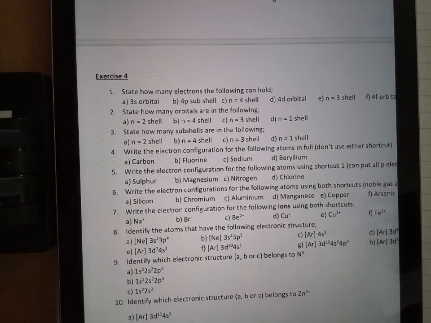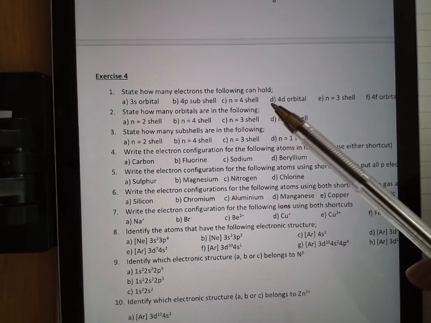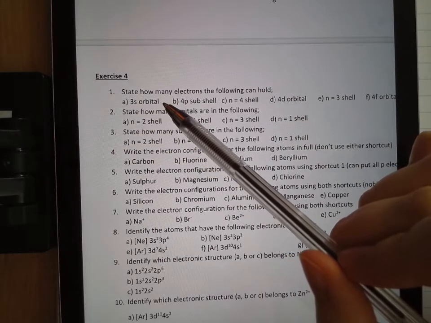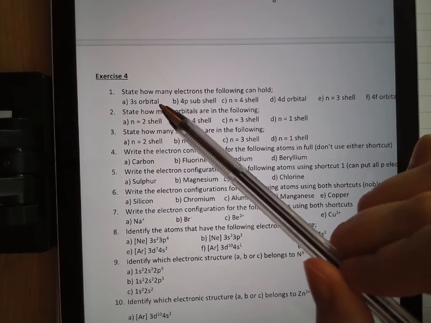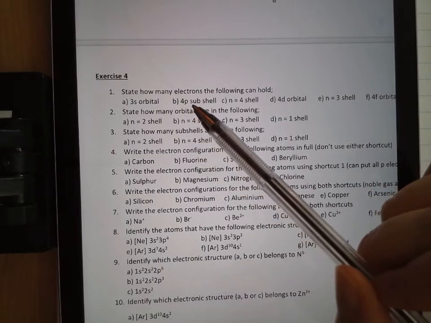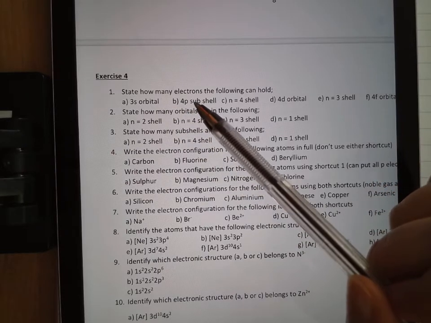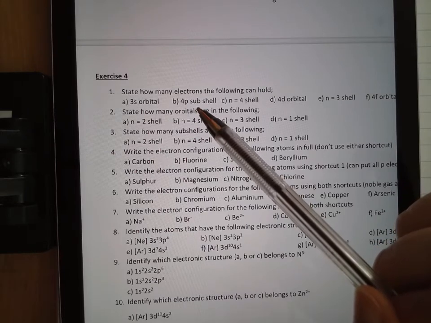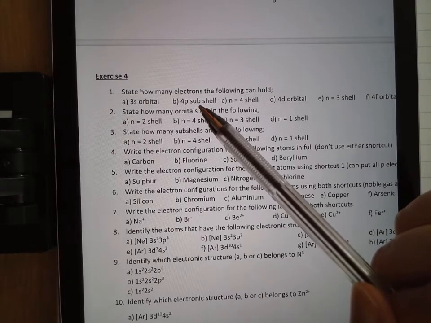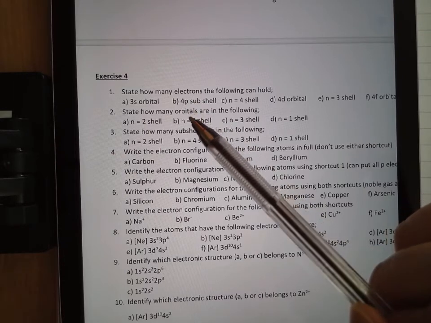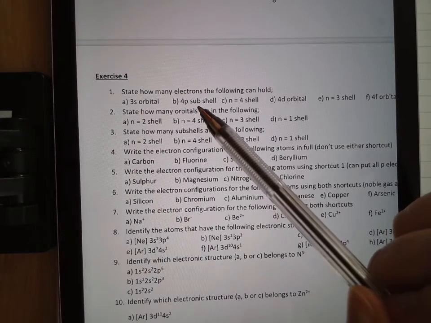Next up, I'm going to go through the answers to exercise 4 on page 9. The first one, state how many electrons the following can hold. Anytime you're asked about an orbital, the answer is going to be 2. It doesn't matter what orbital, orbitals can only hold 2 electrons. So a 3s orbital holds 2 electrons. The 4p subshell is made up of 3 different p orbitals, a 4px, a 4py, and a 4pz. Each of those p orbitals can hold 2 electrons. You've got 3 orbitals. The total number of electrons is 6.